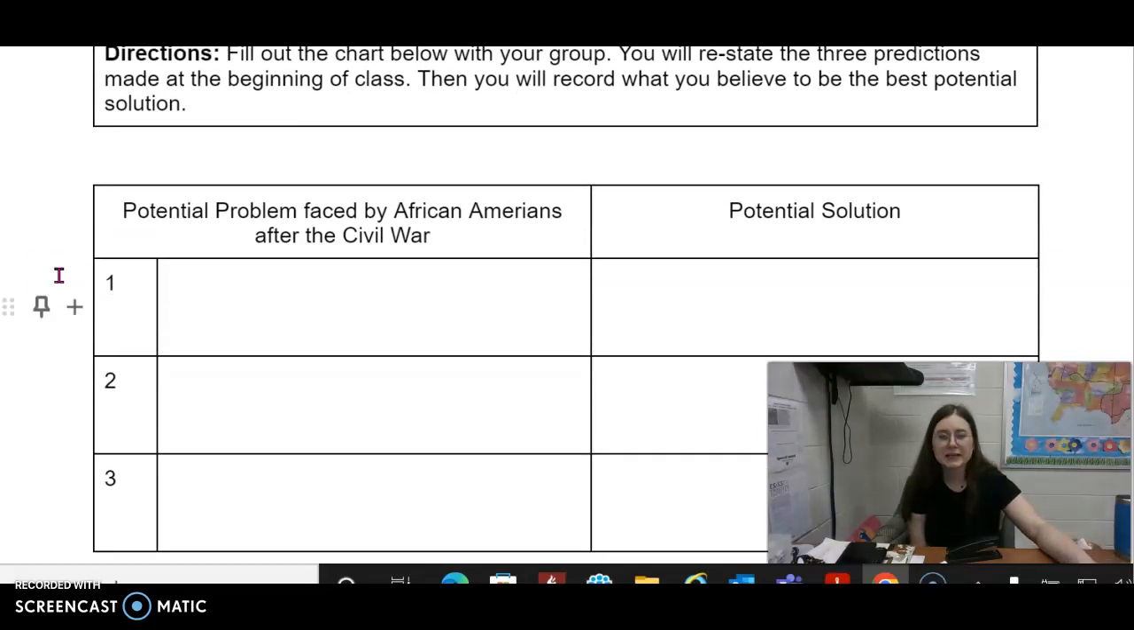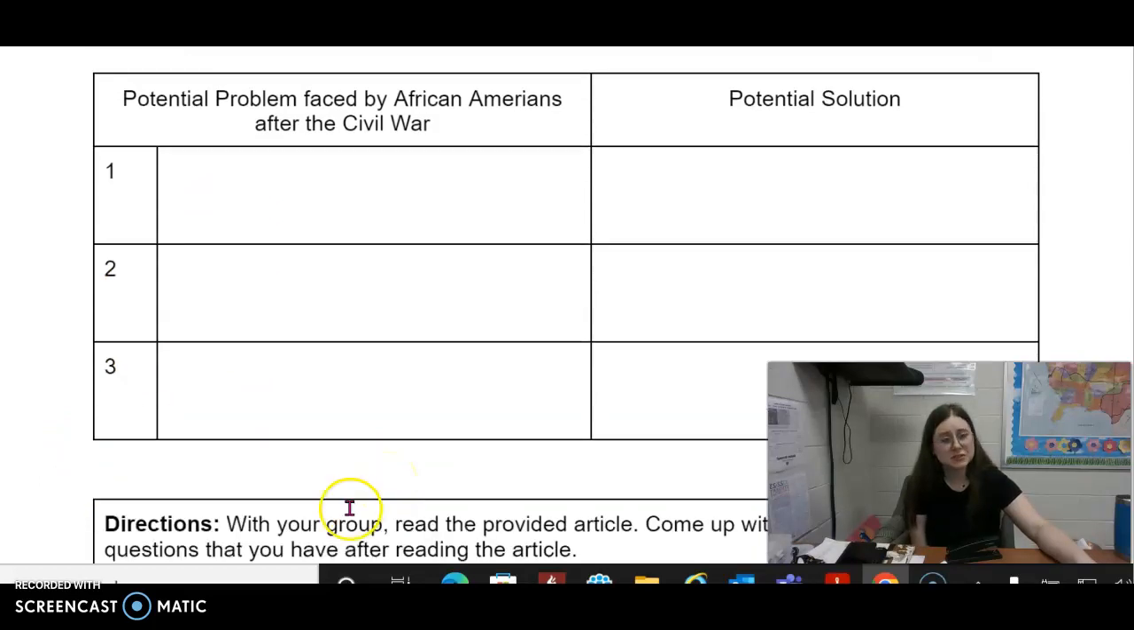So they're going to go ahead and list the 3 potential problems faced by African Americans that their group came up with originally, and they're going to review the potential solutions that other teams left for them, and they're going to pick the solution that they like the most. It does not have to be one of the solutions another group came up with. It could be a solution that your team decides.